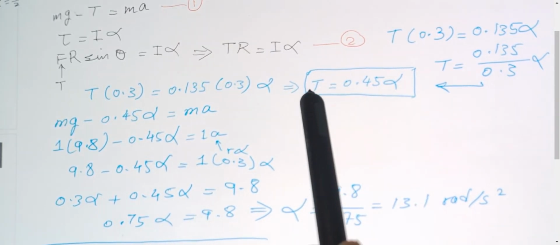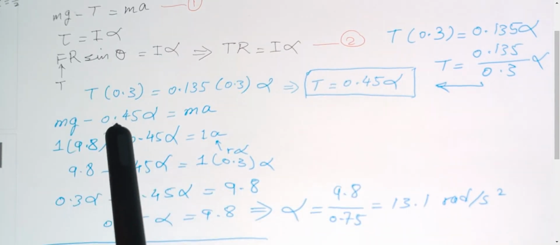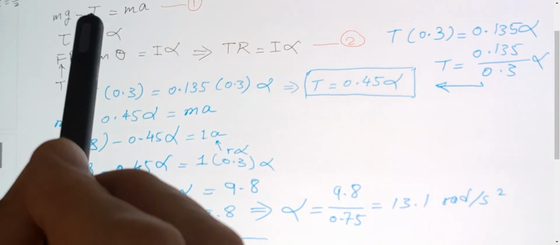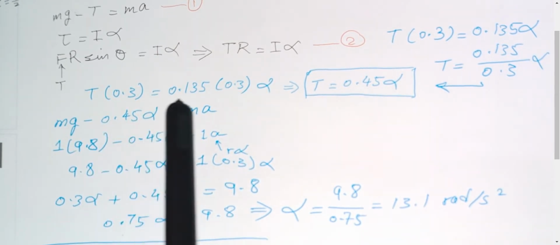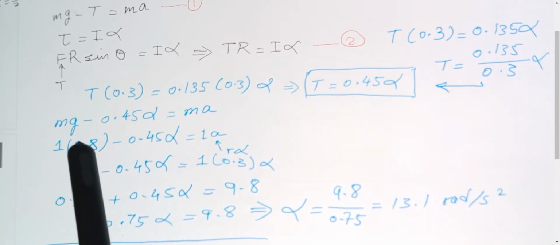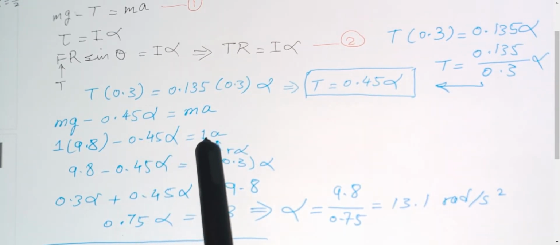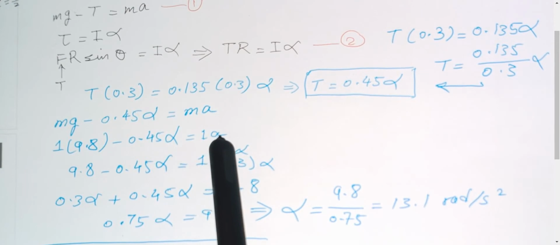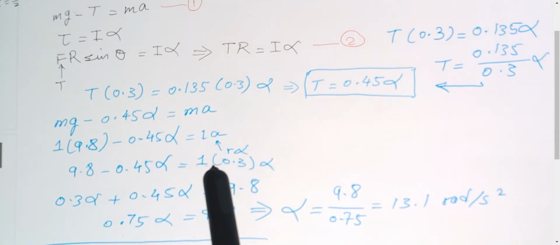I use this equation here. So this is tension. Tension is equal to 0.45 alpha. So mg minus 0.45 alpha is equal to ma. And then the mass is 1 kilogram, g, 0.45, and then I have 1 multiplied by the acceleration. The acceleration is equal to r alpha, because I'm interested in alpha. So it is 0.3 alpha, and then I calculate my alpha.